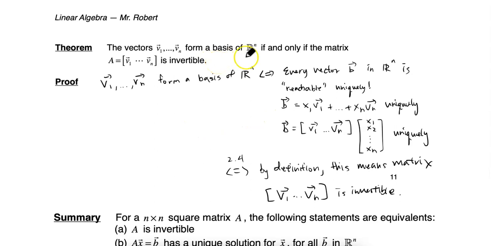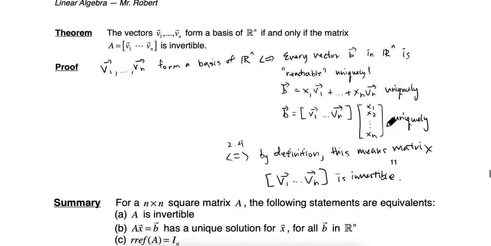Vectors v1 through vn form a basis of Rn if and only if the matrix made of these vectors is invertible. That is, there's just a few steps. So if v1 through vn form a basis of Rn, that means that every single vector b is reachable uniquely. It is possible to express it in terms of v1 through vn because they span the space, and since there's no redundancy, there is only one way of expressing b. So b is equal to x1 v1 plus x2 v2 plus up to xn vn uniquely. There's only one list of x1, x2, x3 that achieves that. This can be rewritten like that. And now we notice, referring to section 2.4, that this matrix is invertible. So look at 2.4 to see where we actually explained that step.